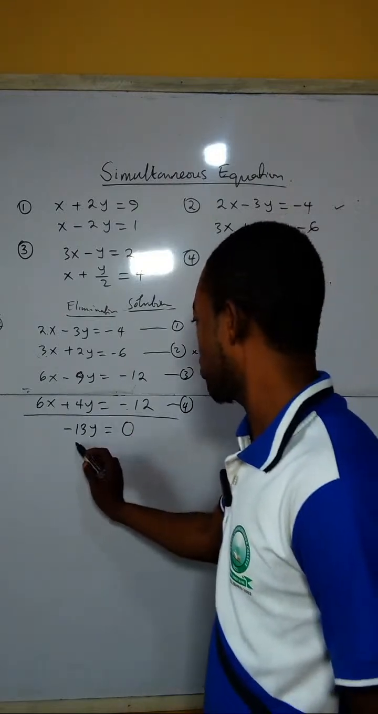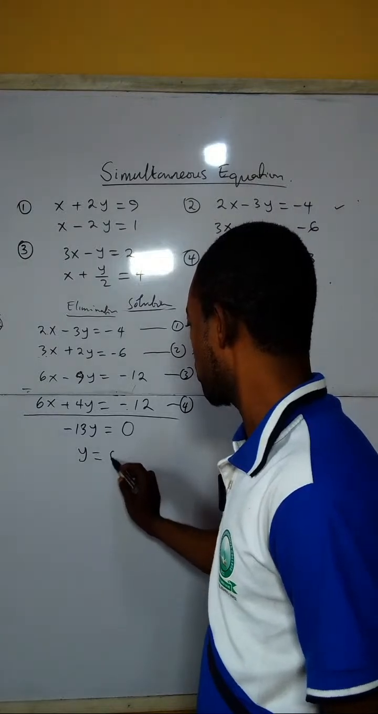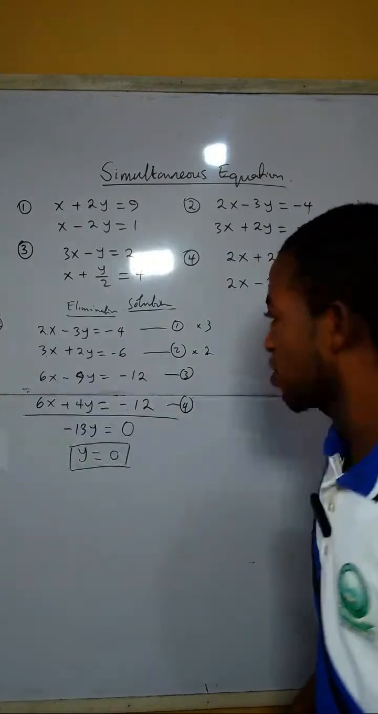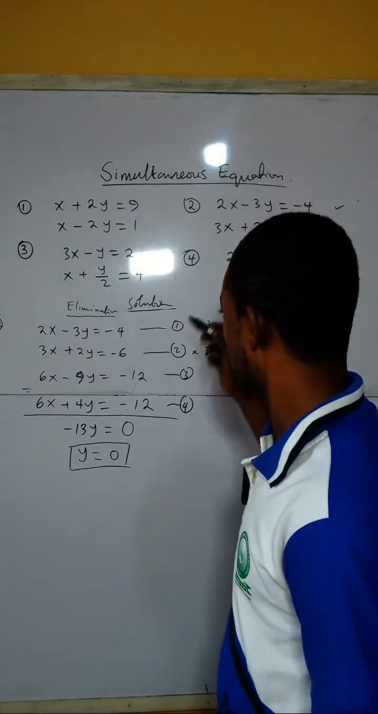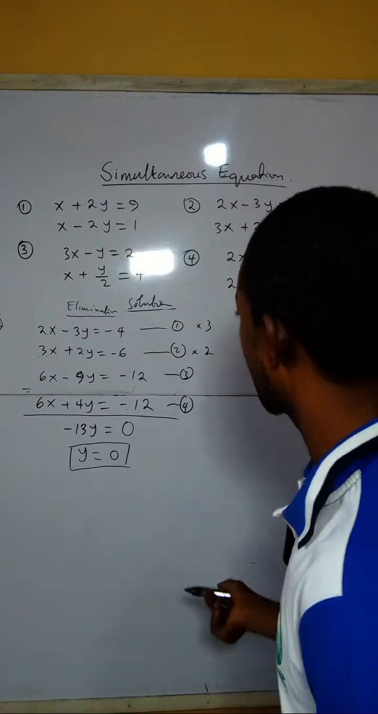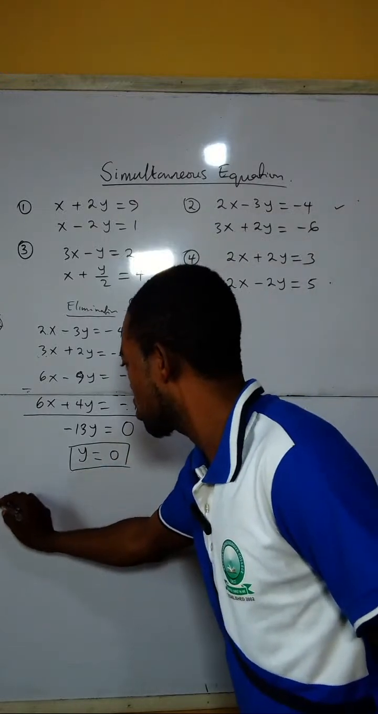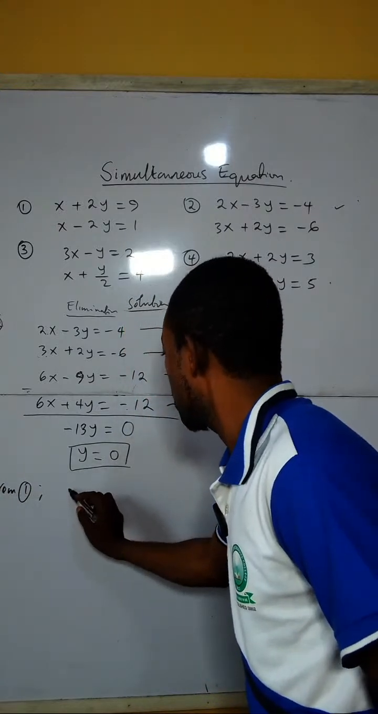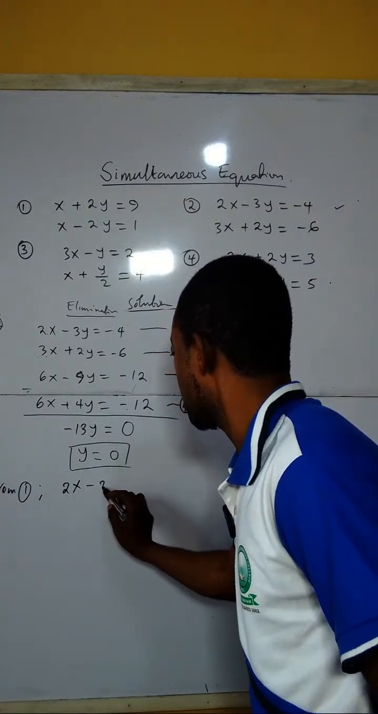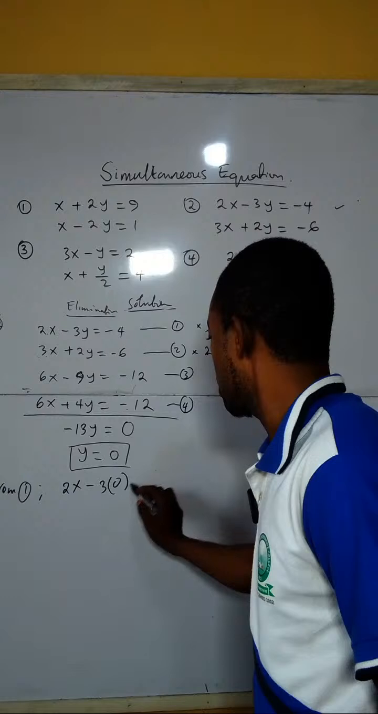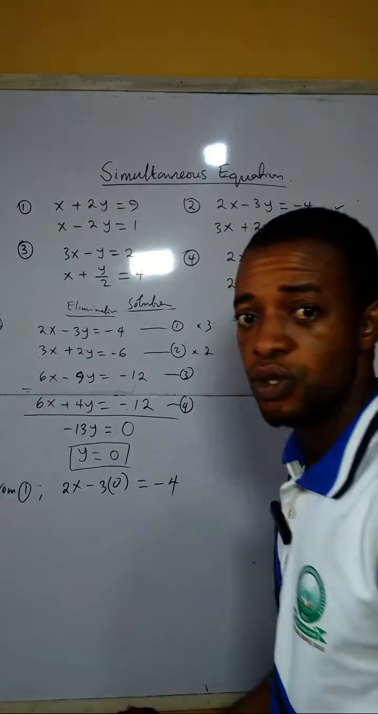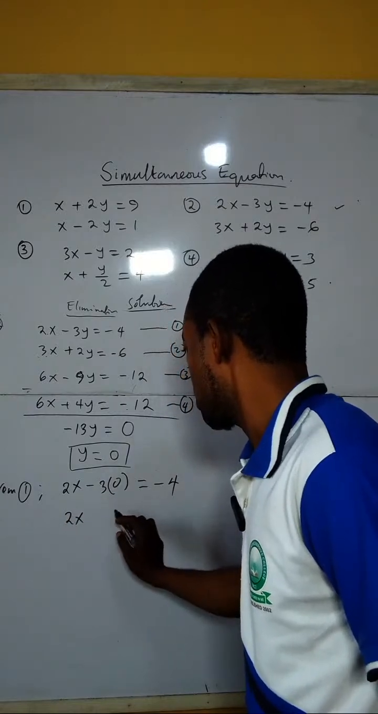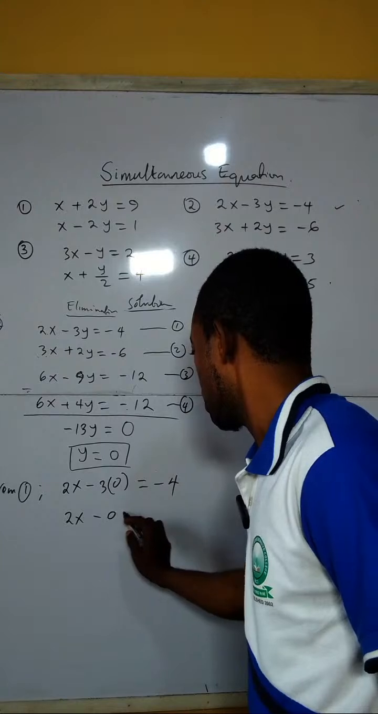So divide both sides by minus 13, y will be equal to 0. So that's the value of y. Then to get x now, put y equals to 0, maybe in equation 1 or equation 2 or whichever one. So we use equation 1 now. From equation 1, that will become 2x minus 3 times y, which is 0, equals to minus 4. This becomes 2x minus 3 times 0, that's still 0, equals to minus 4.